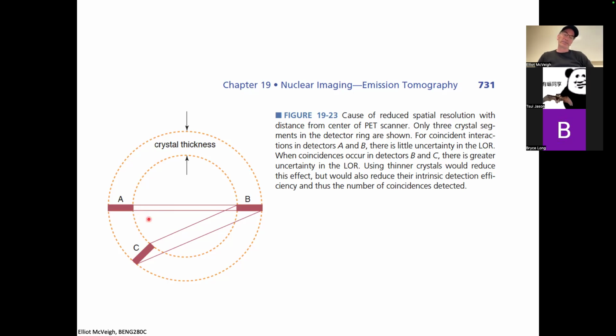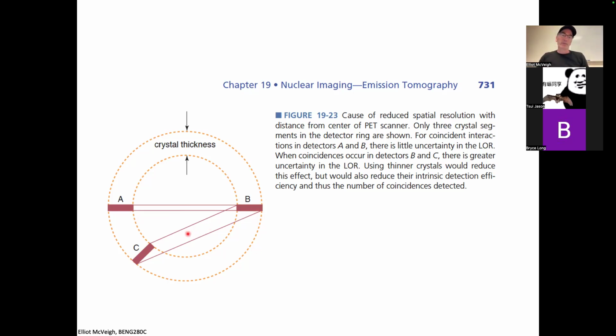You can see that if I have a coincident event between this one and this one, there is a much larger possibility of LORs that fit between those two crystals than there is between this crystal and this crystal, just by the geometry. So the two crystals that are facing each other are honed down and focused towards the center.